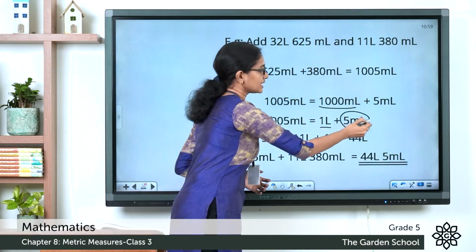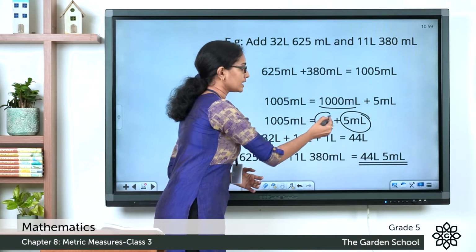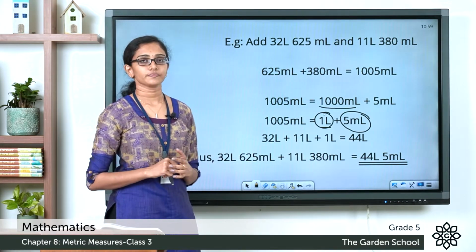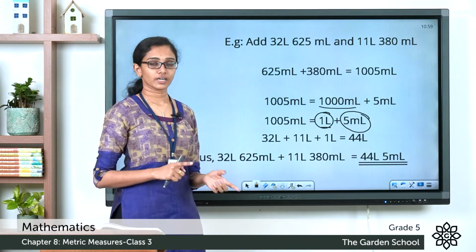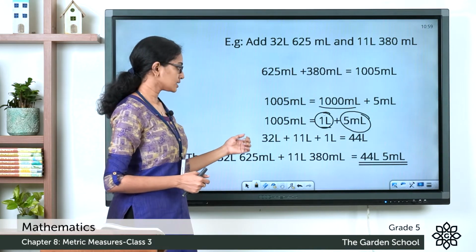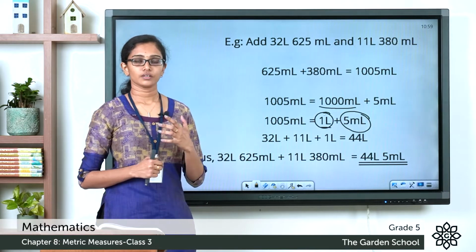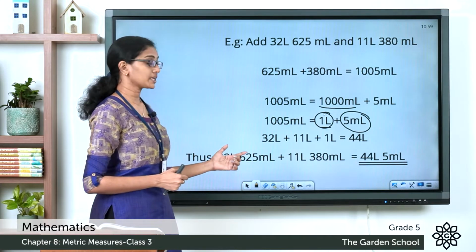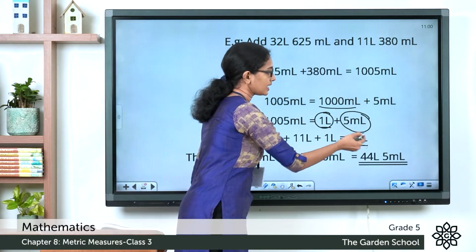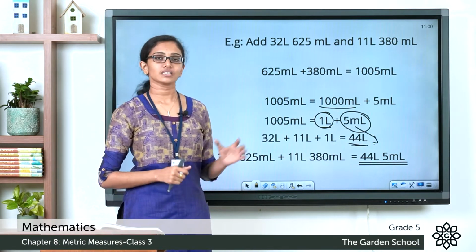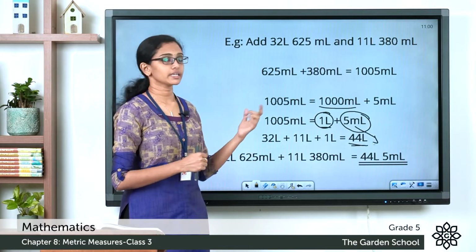Now this 5 milliliter you'll write in the milliliter part of the final answer. And this 1 liter you carry over to the liter column, which means you have to add the 32 liters and 11 liters and then add this 1 liter to it. So we have the liter part, 32 liter plus 11 liter plus this carried over 1 liter, and that is equal to 44 liter. So the answer would be 32 liter 625 milliliter plus 11 liter 380 milliliter is equal to 44 liter and 5 milliliter. So this is one method: first adding the smaller units, then carrying over any carry over to the bigger unit part.